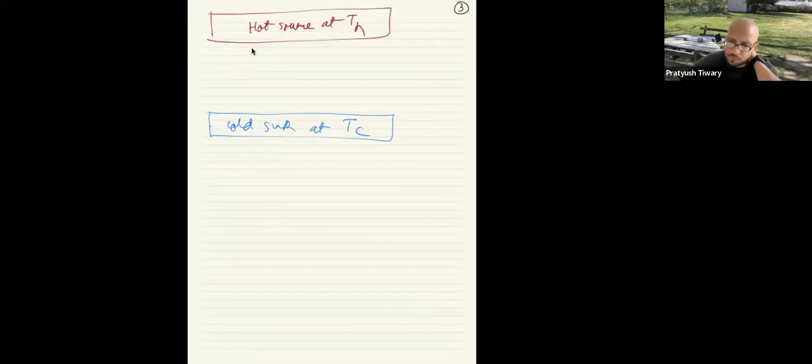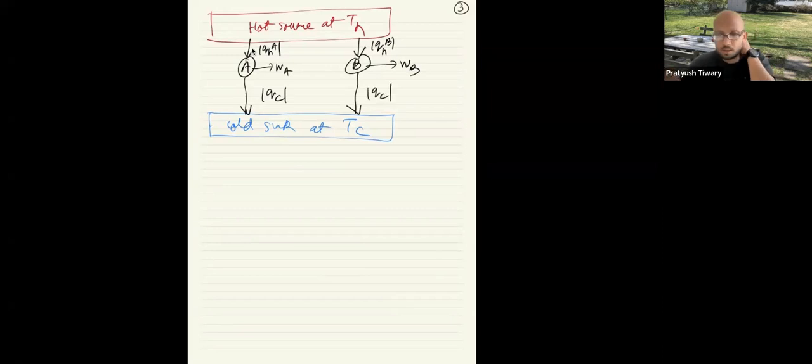So now we have engine A, and here we have engine B. Engine A is taking QH, and as I finish the proof, you will see why it makes more sense. It makes the whole thing very elegant. And it is doing some work, WA. Engine B is taking some heat, QHB, and it is doing some work, WB. Engine A is dissipating QC. Engine B is also dissipating QC, right? Because we have set both to be the same.